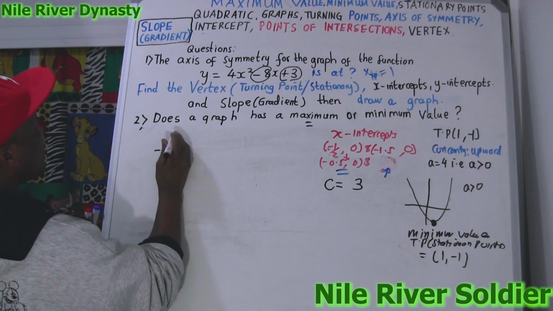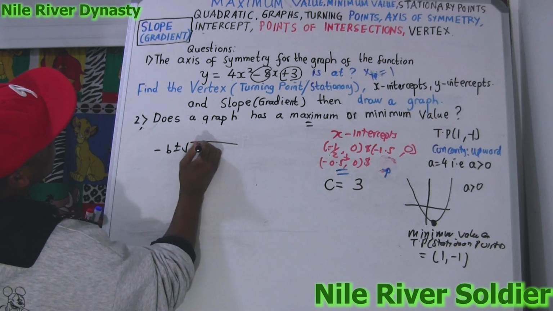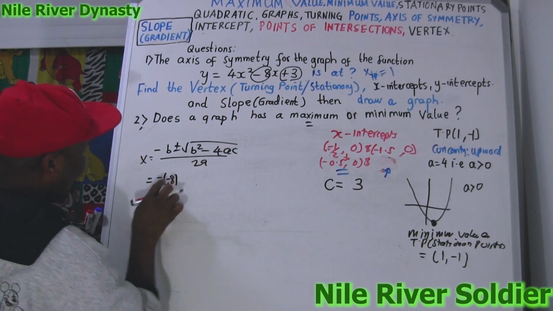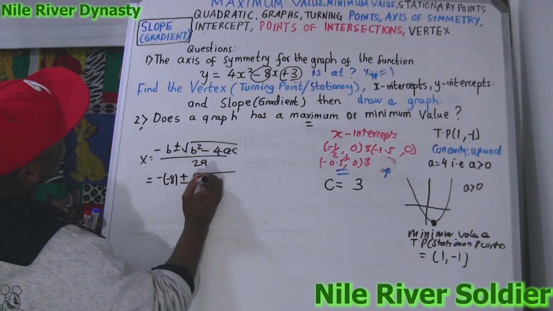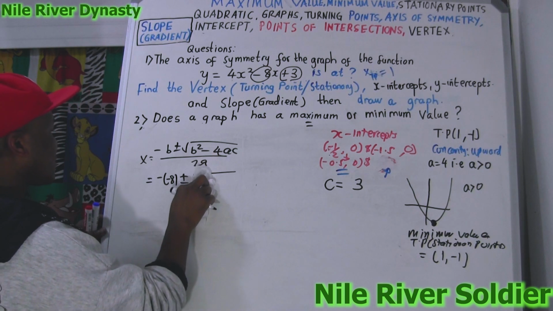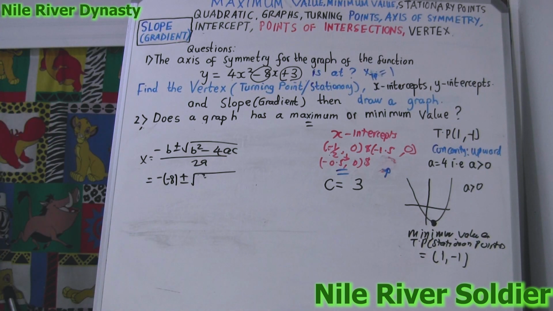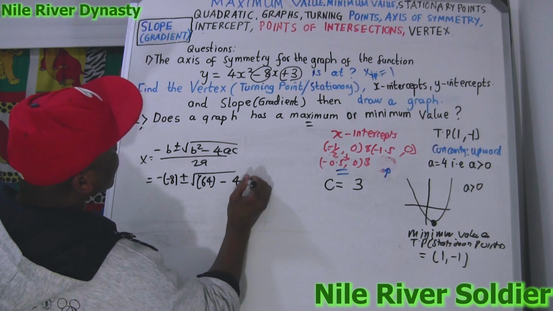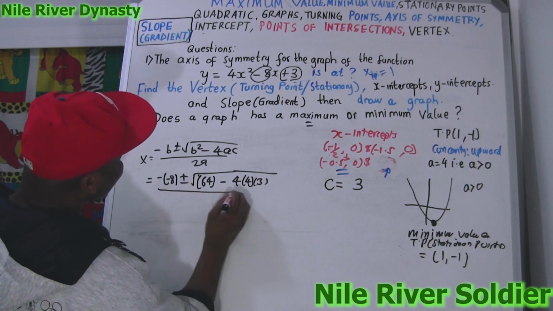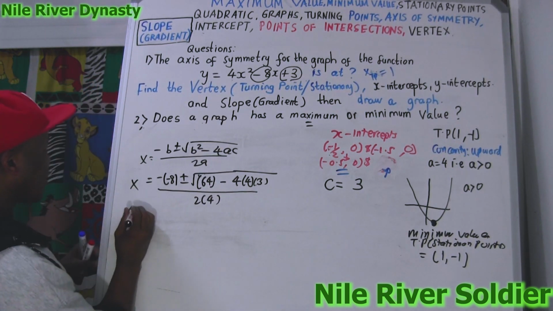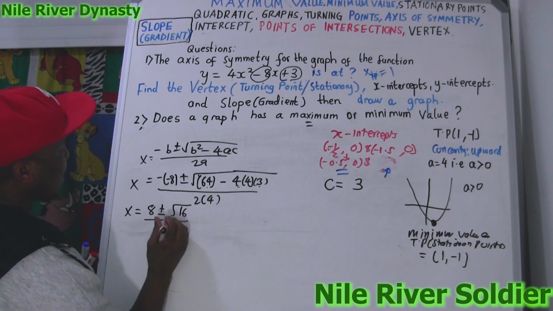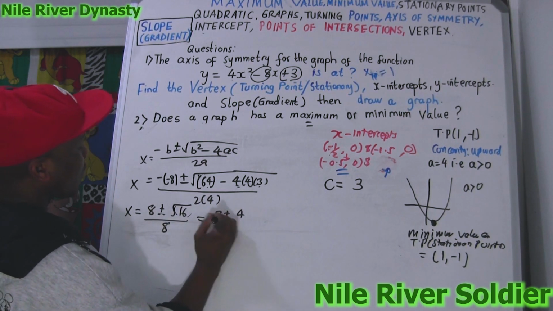Same question. So we say x equals negative b plus or minus the square root of b squared minus 4ac, over 2a. What is b? b equals negative 8. I think that's how I made the mistake. b squared is negative 8 squared, which equals 64, minus 4 times a, which is 4, times c, which is 3. Make sure you write it all the way out, 2 times a equals 4. So x is 8 plus or minus the square root of 64 minus 48, which equals 16, and the square root is 4, over 8.